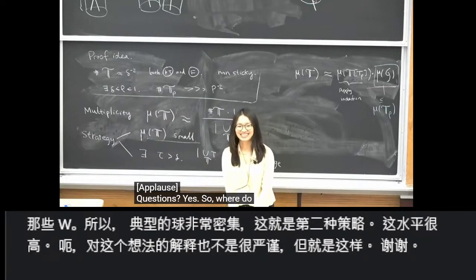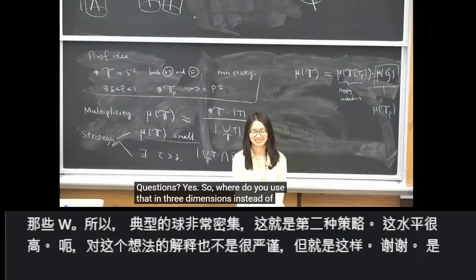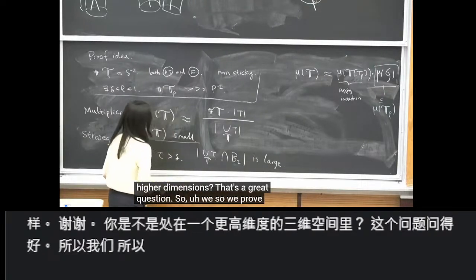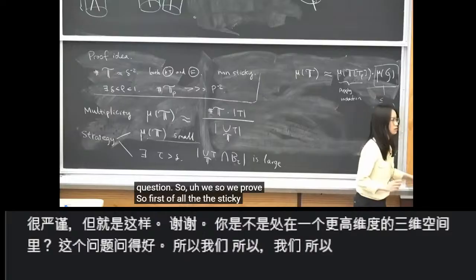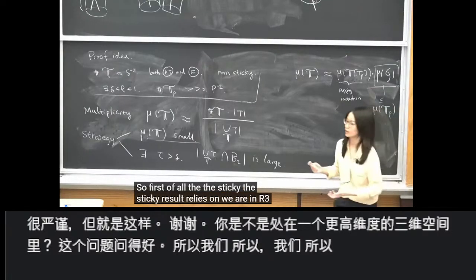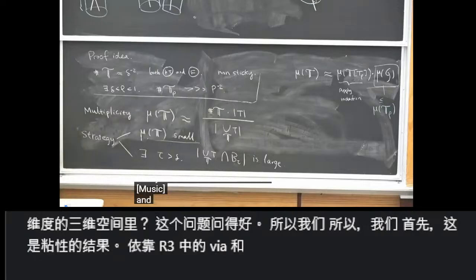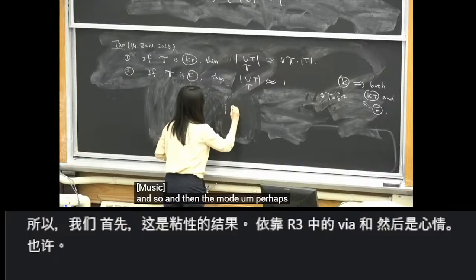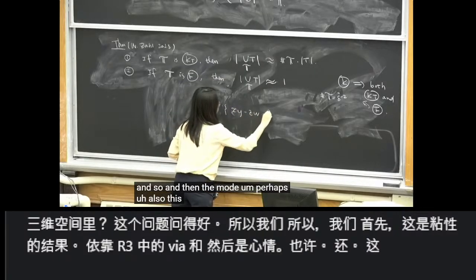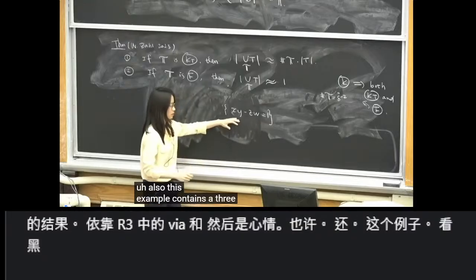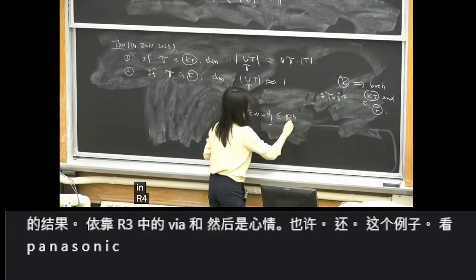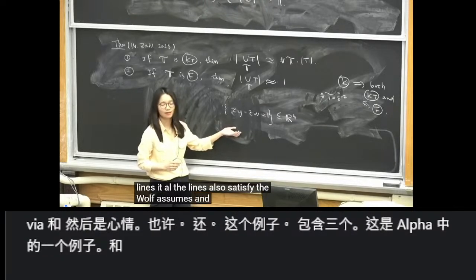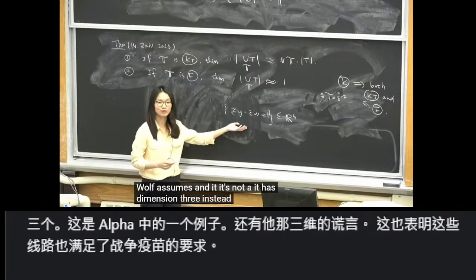Where do you use that you're in 3 dimensions instead of higher dimensions? That's a great question. First of all, the sticky result relies on being in R3. Also, there's an example in R4 that contains a 3-dimensional set of lines. The lines also satisfy the Wolff axioms, and it has dimension 3 instead of 4.